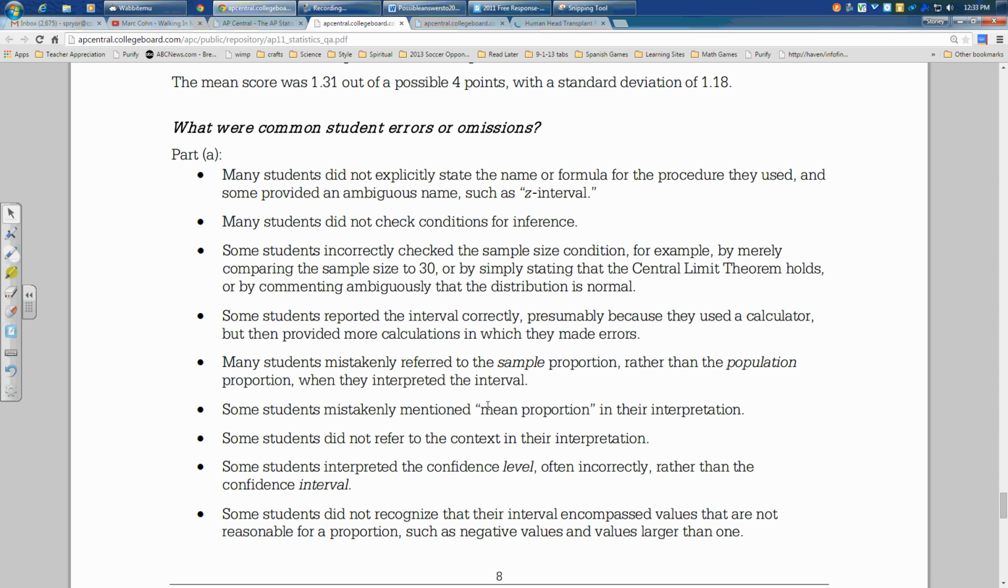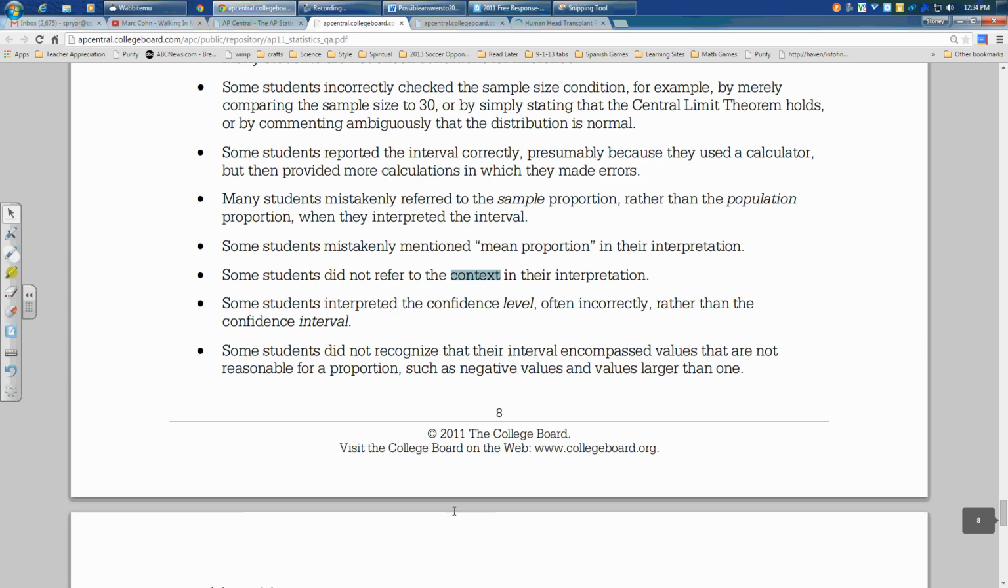Some students talked about the mean proportion. A number of students didn't put it in context, or they said confidence level instead of confidence interval. If I'm reporting the confidence level, it's because if I repeatedly sample this, in 99% of the intervals that I create, I will get the true value. The interval itself means I'm pretty sure, I'm 99% sure that the true whatever is in that interval. And some students didn't recognize that they had wrong answers like negative values or values bigger than 1, but they're for proportions.